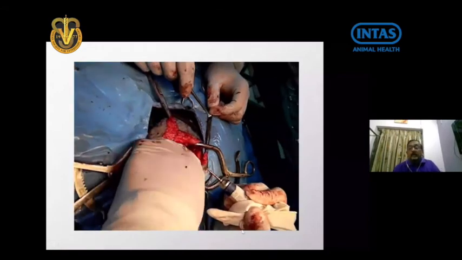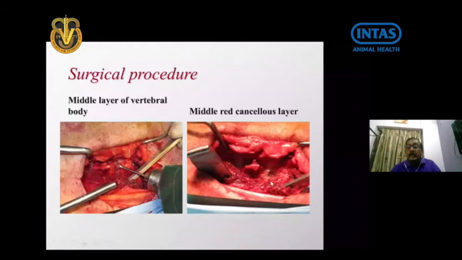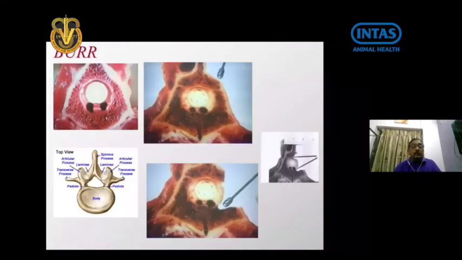Once I have burred, I will go to the middle layer. In the middle, you can see very clearly the red cancellous layer. Then we go into the inside one. How you do this is you burr on top, you burr at the bottom. Here you see a cut section. You have the white, the red, and the white.